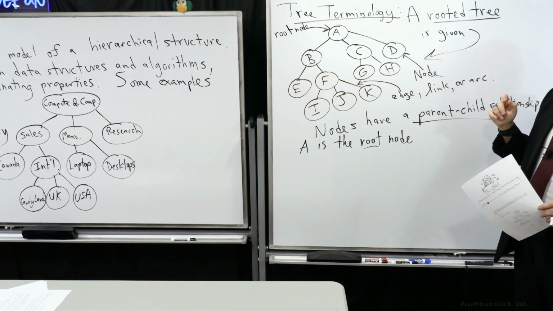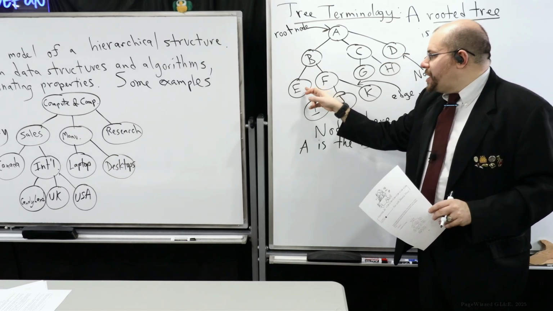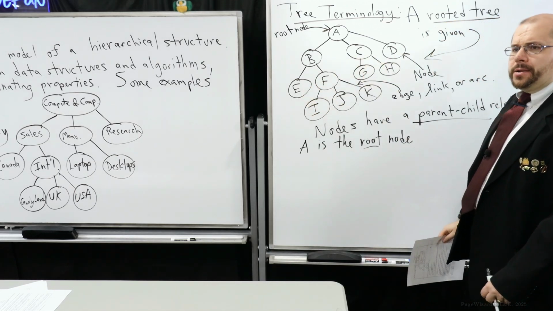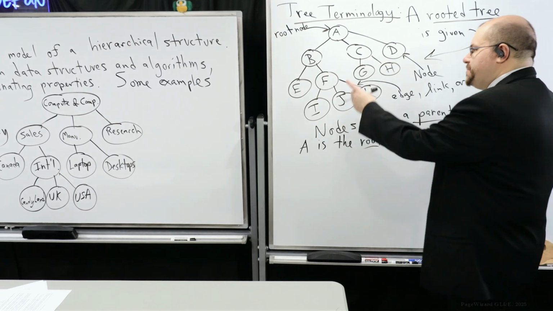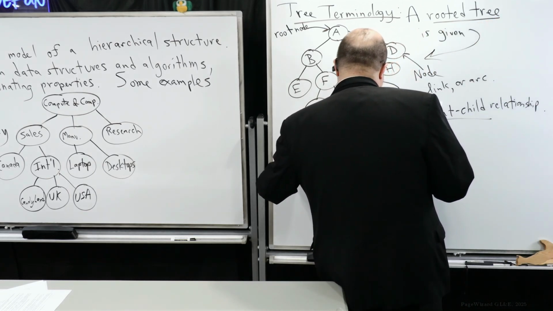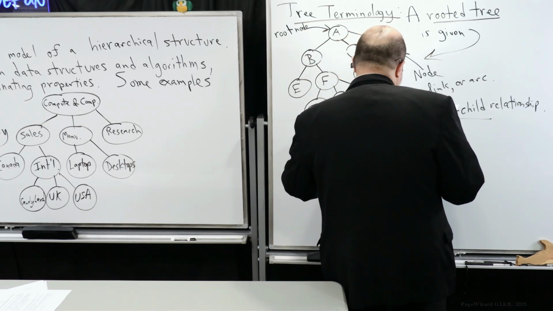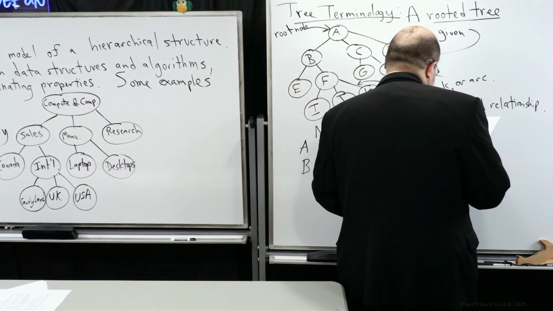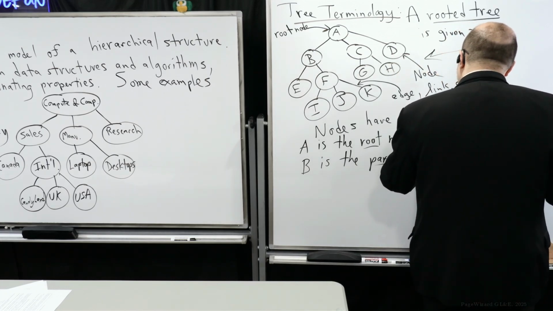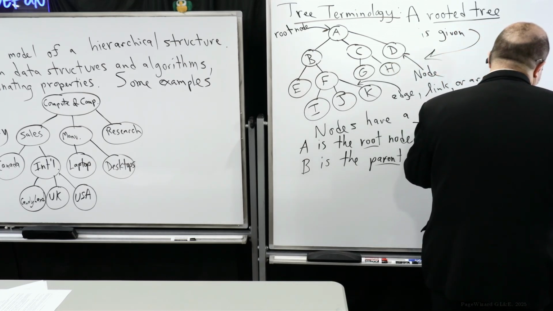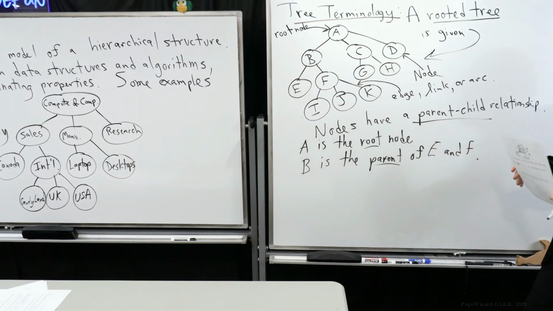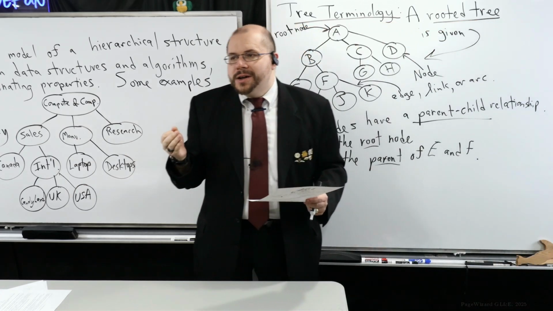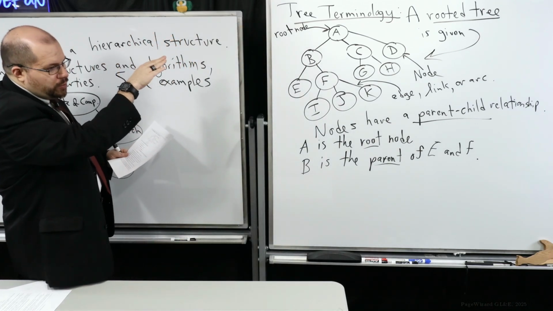But what about the parents? If I were to look at node E here, what can I say about its parent? Well, its parent is B, right? So B is the parent of E and F. So there's this parent-child relationship that is imposed when we can discuss things like the root node like this.